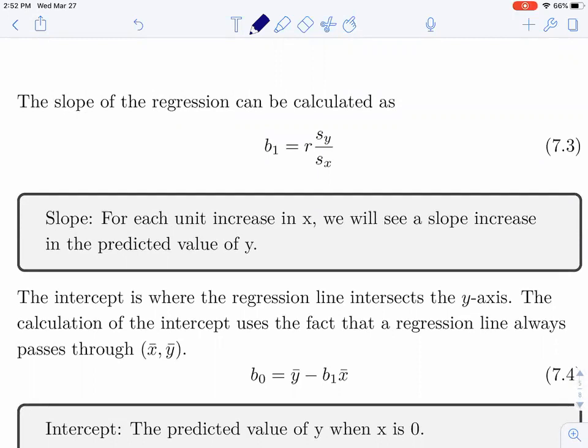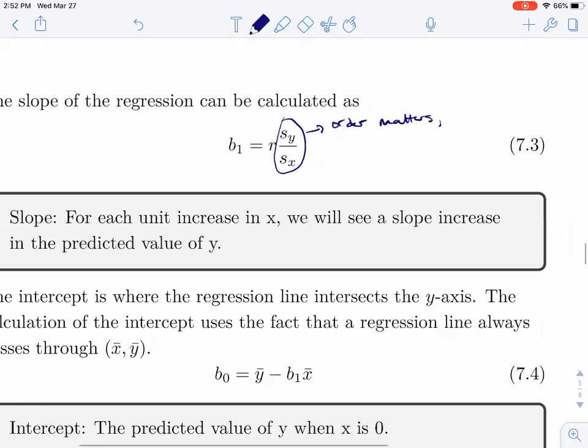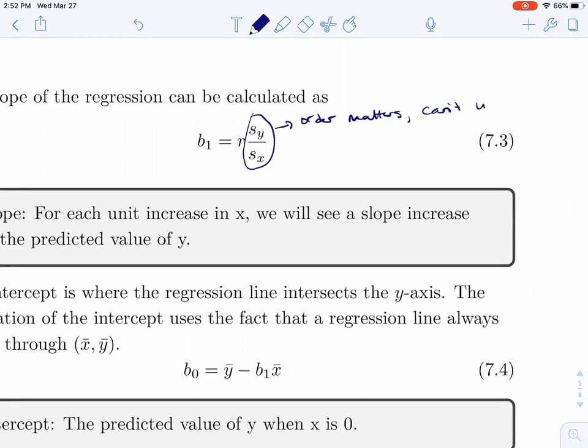The slope is your correlation times the standard deviation of the y's over the standard deviation of the x's. It's really important that we don't have our x's and y's mixed up here. So you have to keep track of which is my response variable? Those are my y's. Which is my explanatory variable? Those are my x's. And so here, order matters. We can't use Sx over Sy. That would be a completely different number.